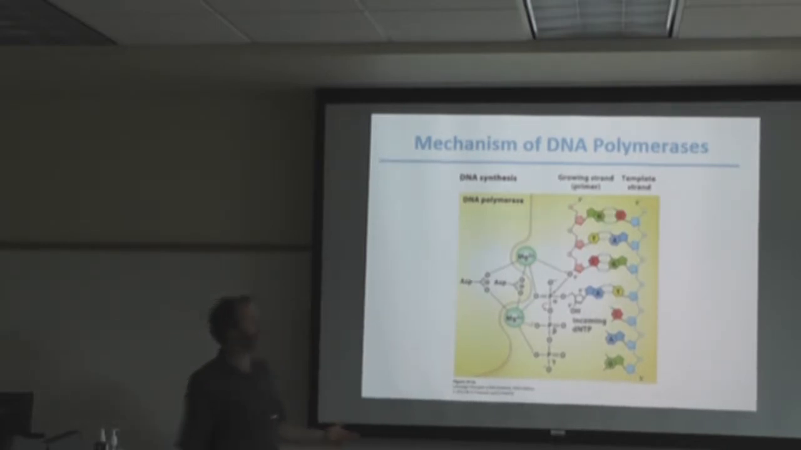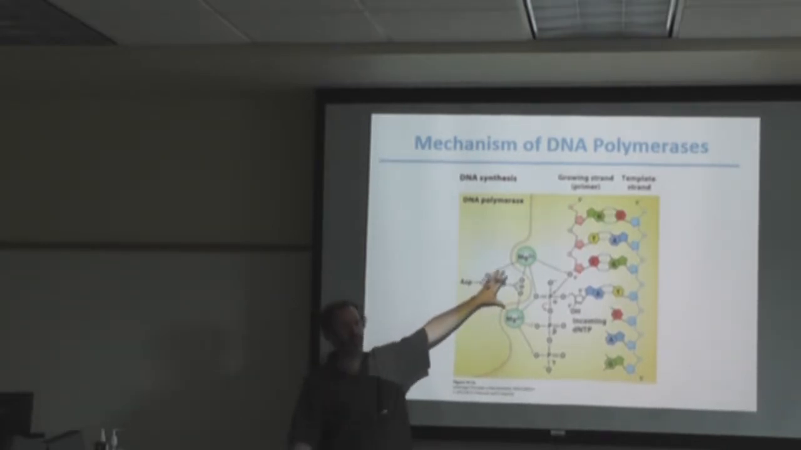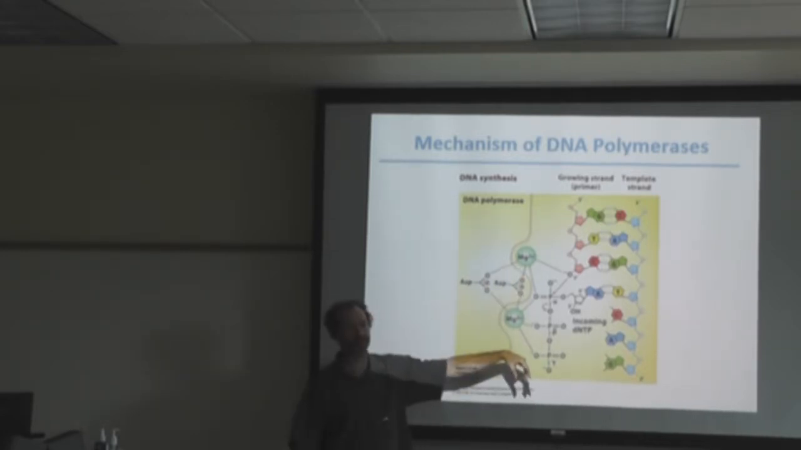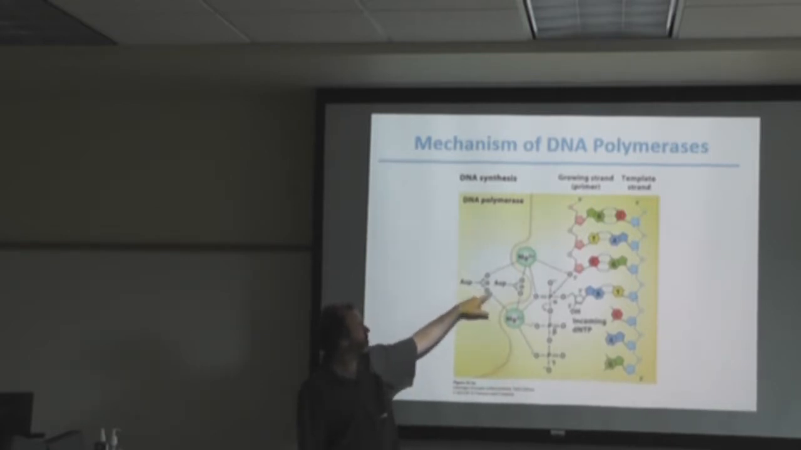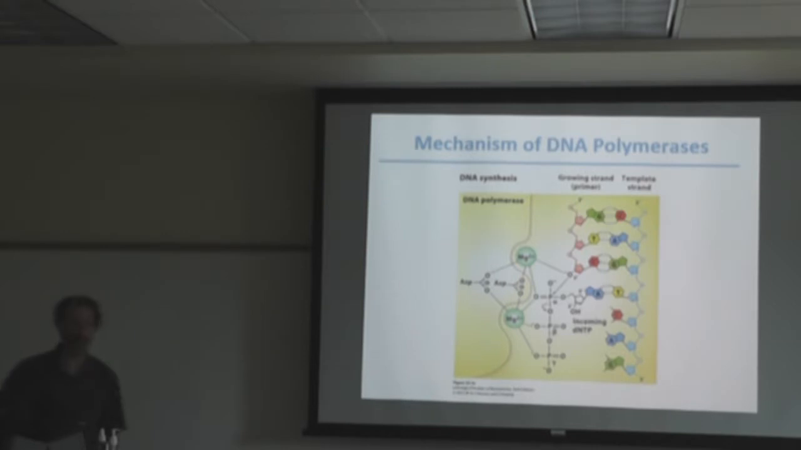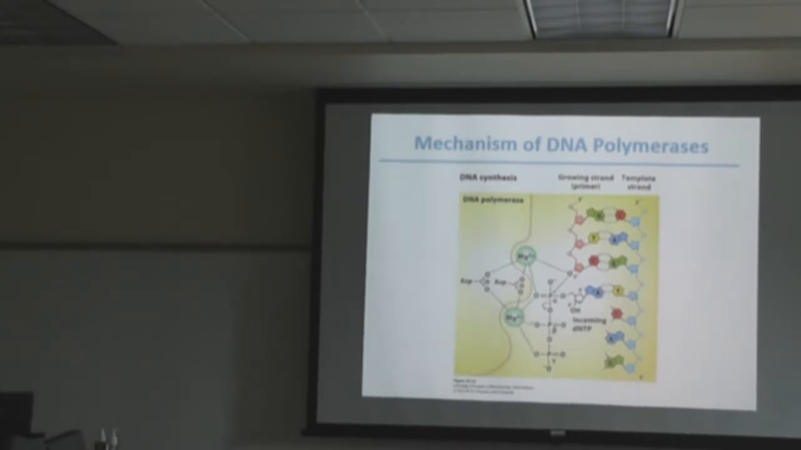And required for this is magnesium. If you guys remember when you set up PCR, I think in methods 1, you had to optimize your PCR reaction, and one of the ways was to alter that magnesium concentration. And then there's a couple of aspartic acids that help coordinate that magnesium along with binding the nucleotide triphosphates.